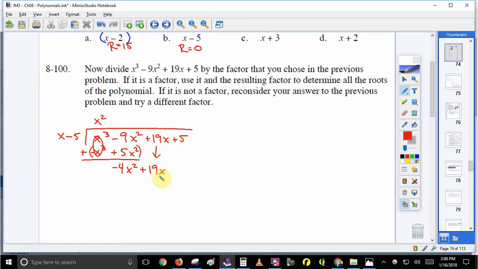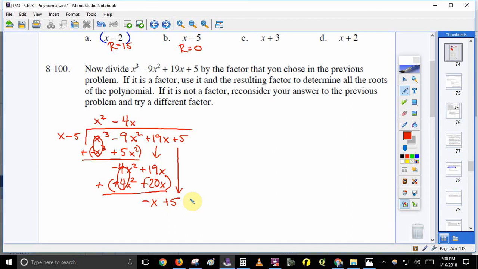Now I repeat the process. So now I need to get to negative 4x squared. So I'm going to multiply by minus 4x. Negative 4x times x gives us negative 4x squared. Negative 4x times negative 5 gives me positive 20x. Again, I need to subtract. So change all these signs. That becomes 0, and I get negative x for that. And I bring the 5 down.